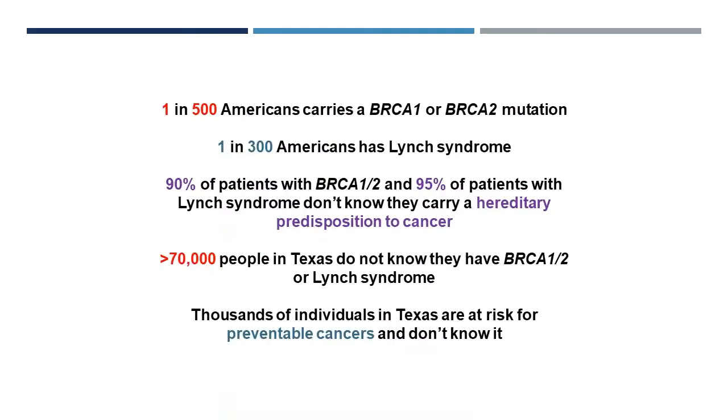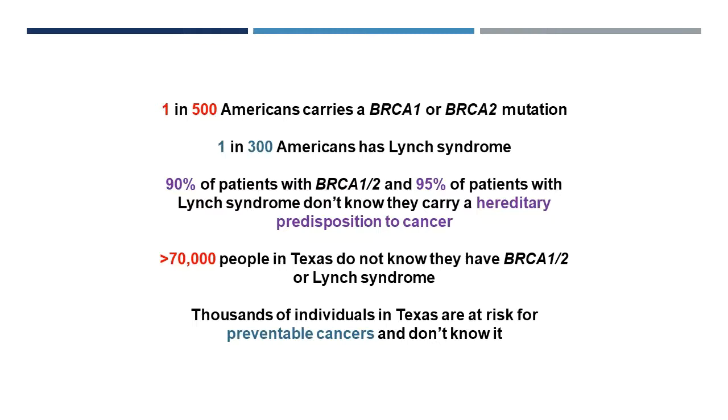Why is it important to identify patients with a hereditary cancer predisposition? Let's look at the big picture. 1 in 500 Americans has a BRCA mutation, and 1 in 300 has Lynch syndrome. However, 90% of individuals with BRCA mutations and 95% of patients with Lynch syndrome are undiagnosed. This equates to over 70,000 people in Texas who do not know that they have a hereditary cancer predisposition and are at increased risk for preventable cancers.